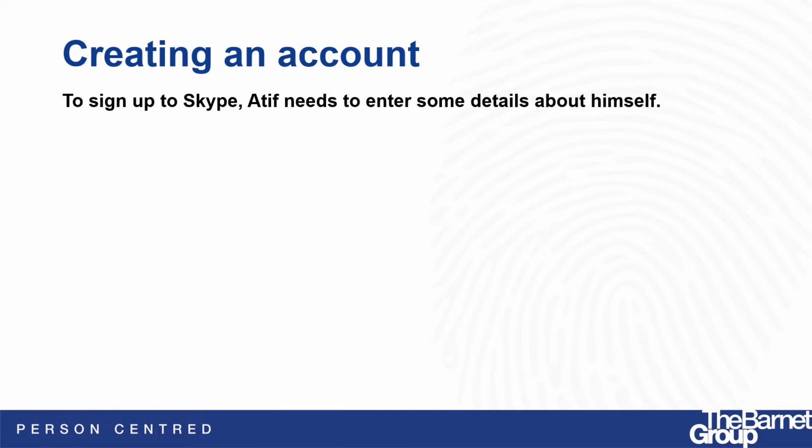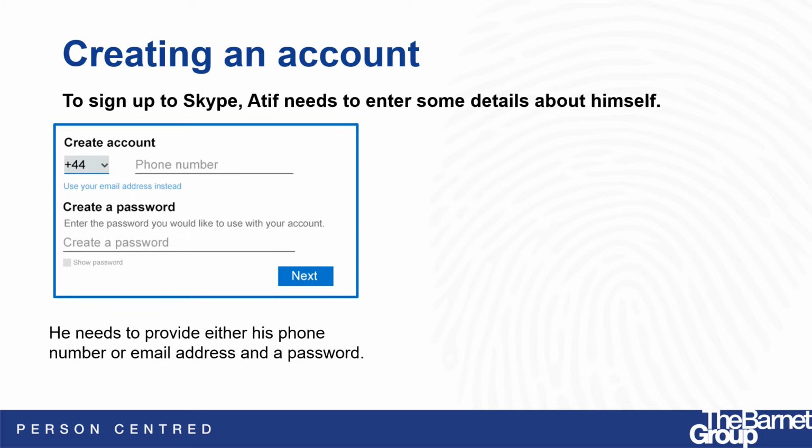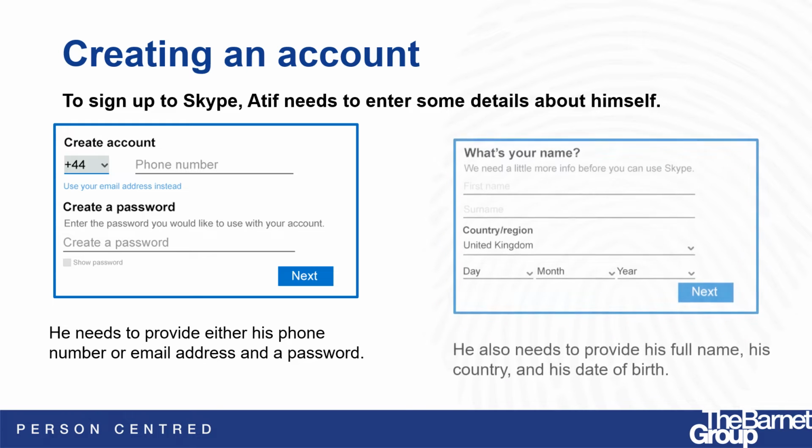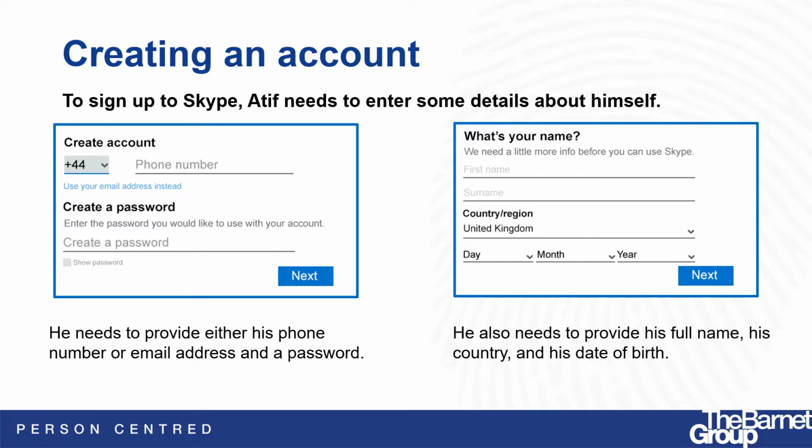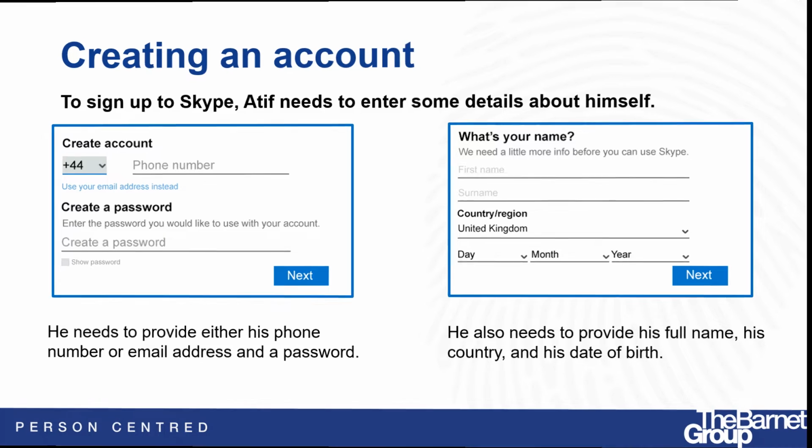To sign up to Skype, Atif needs to create an account by entering some details about himself. He needs to provide either his phone number or email address and a password. He also needs to provide his full name, his country and his date of birth.